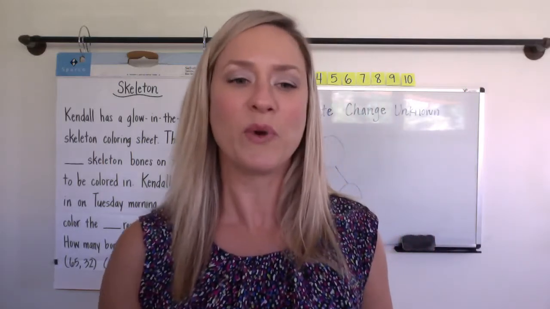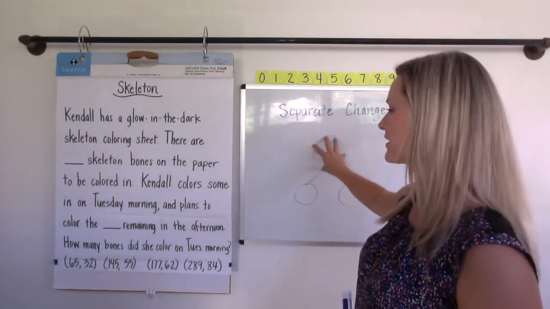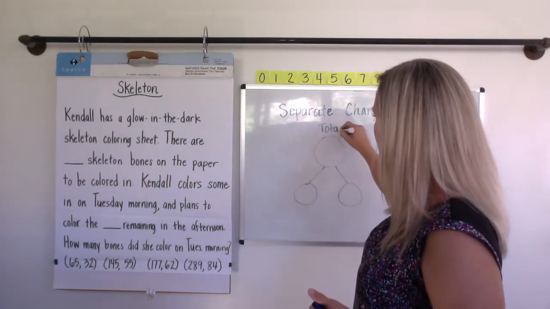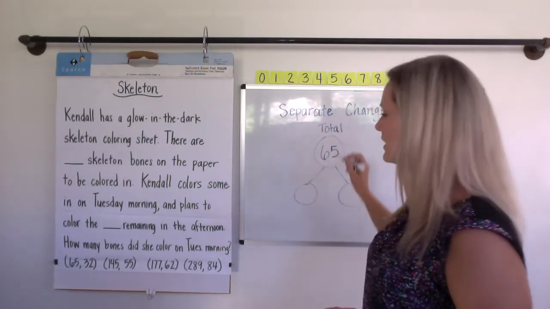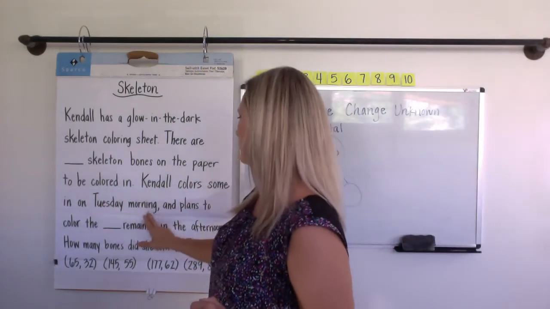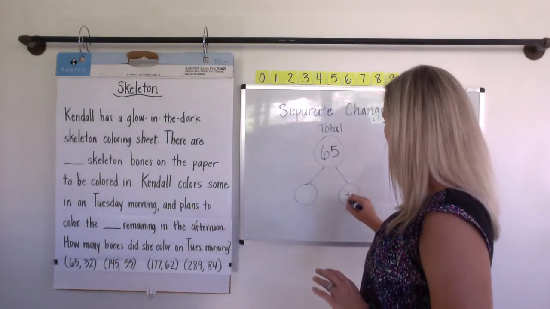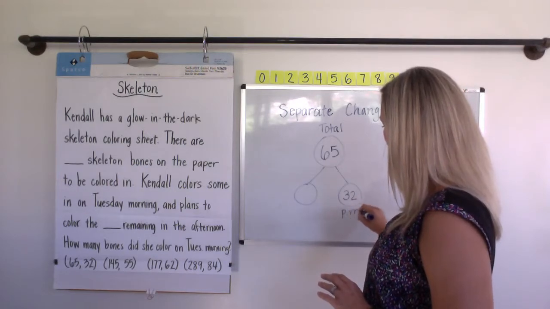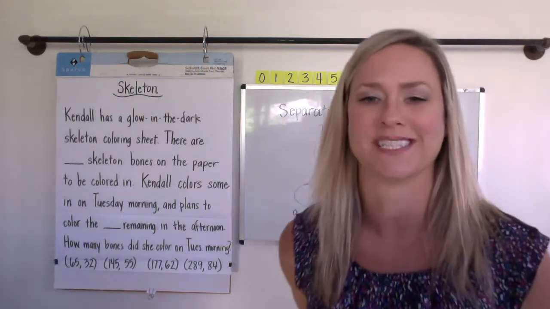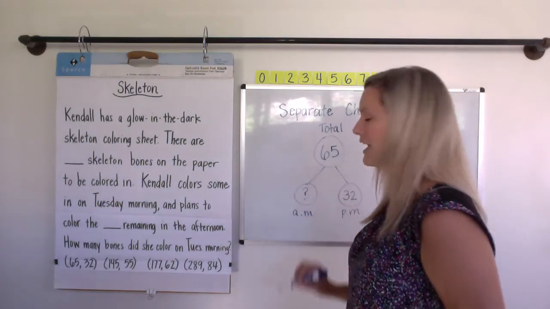All right, so we know the total, so this is called a number bond. This up here is going to show the total. So we know the total was 65 bones to be colored in. And then we also know Kendall colors some in on Tuesday morning and plans to color the remaining 32 in the afternoon. So I'm just going to put PM here for the afternoon, and this is the AM here. We don't know what she did in the morning. So that is the missing piece. We are trying to figure this out, right?